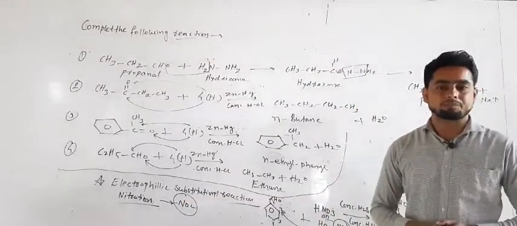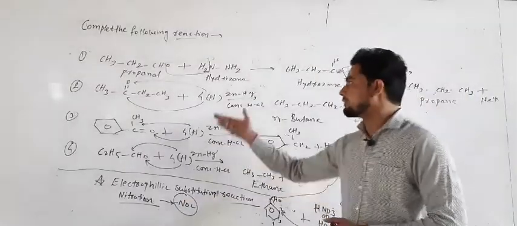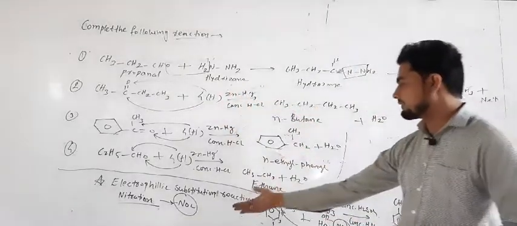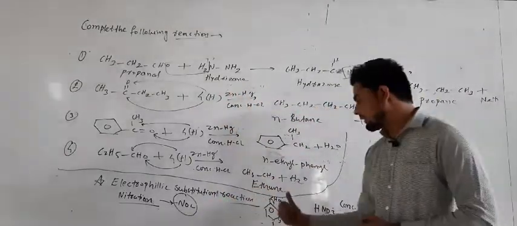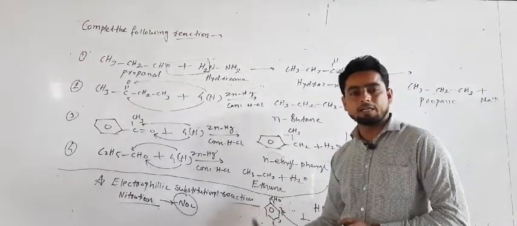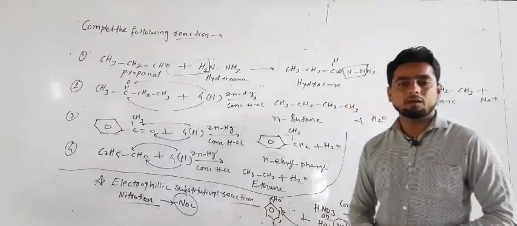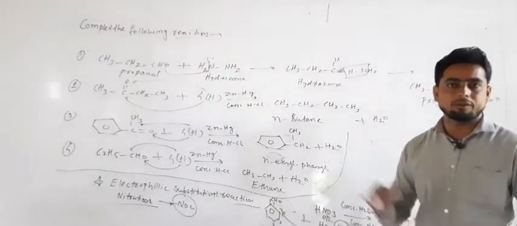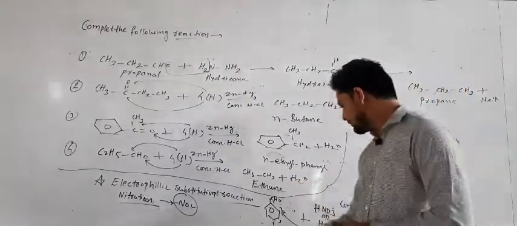Okay. So we take the question here, complete the following reaction. The last reaction here, electrophilic substitution reaction in the aldehyde and ketone, is called nitration. The process of addition of a nitro group in the aldehyde and ketone is called nitration of aldehyde and ketone. ये reaction भी आपको याद रखनी है बेटा.